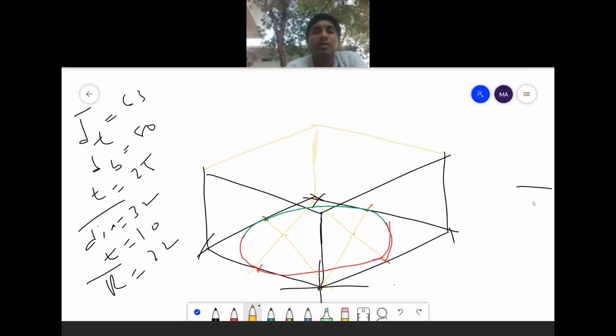After that, here the top diameter is how much? 63. The top diameter is 63.